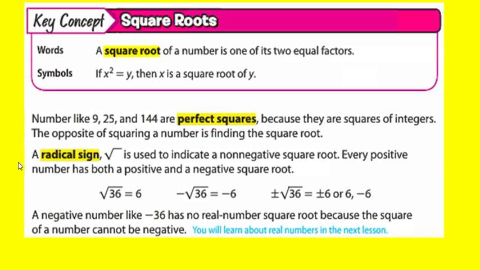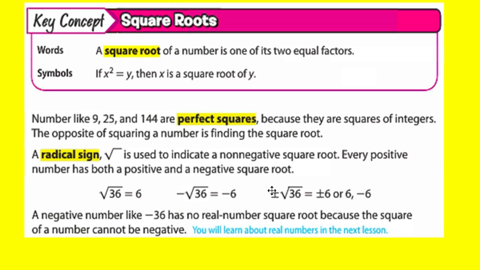Every positive number has both a positive and a negative square root. An example, the square root of 36 is 6, meaning what number multiplied by itself equals 36? That's 6. Here, the negative is on the outside. So it's basically, what is the square root of 36? That's 6. And what's the negative of it? Negative 6.